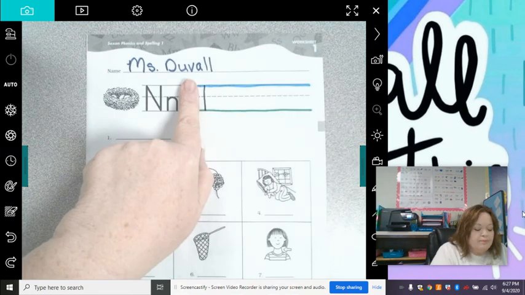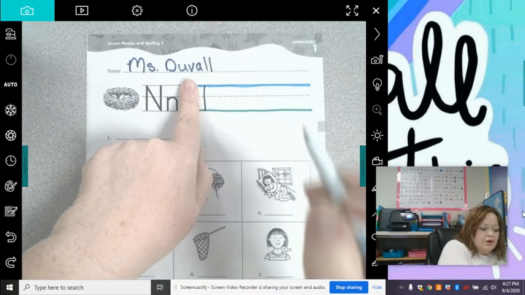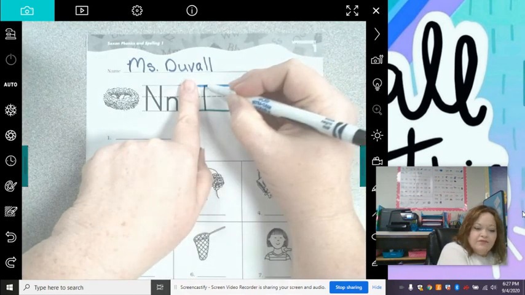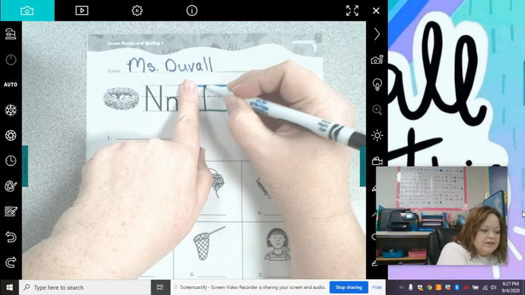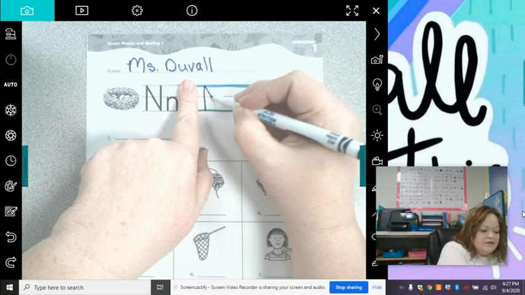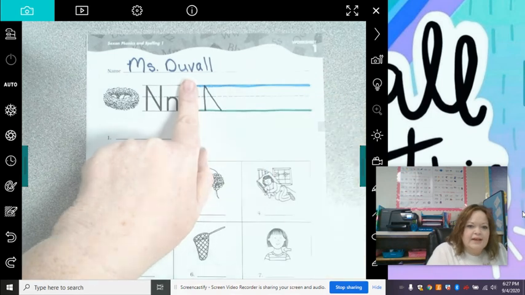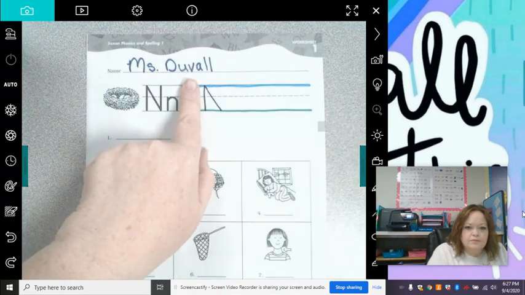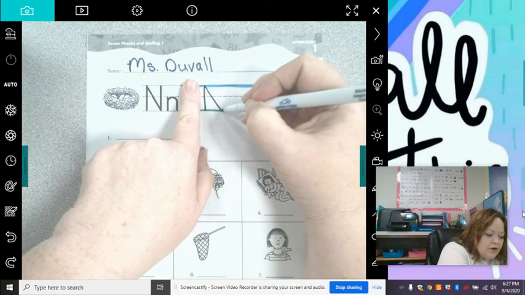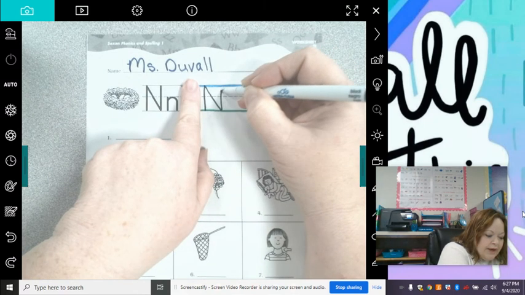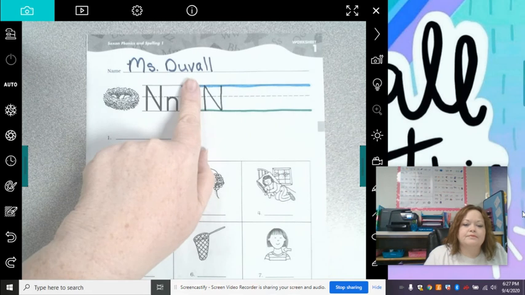Now, when I'm writing a capital N, I'm going to start at the sky and I'm going to go down and touch the ground. And I'm going to pick my pencil up and I'm going to go back up to the sky where I first started my line. But this time I'm going to go down to the ground again, but at an angle. And then I'm going to go from that angle and I'm going to go back up and touch the sky. Now, kids in the past have told me, Miss Duval, that kind of looks like a Z that is fallen over. And it does.